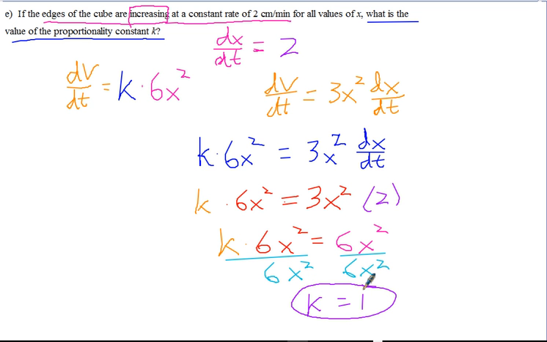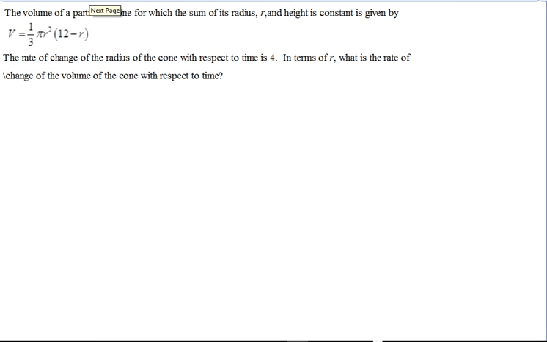Okay, let's take a look at another example. This one says the volume of a particular cone for which the sum of its radius and height is constant. Okay. How about where that's coming from? It's 1/3 pi r squared times 12 minus r. Well, in the volume of a cone formula, usually this whole expression right here is the height, h, 1/3 pi r squared. Well, why don't we see the h here? Well, they're already doing something for us in this. It'll make it a little easier, actually.